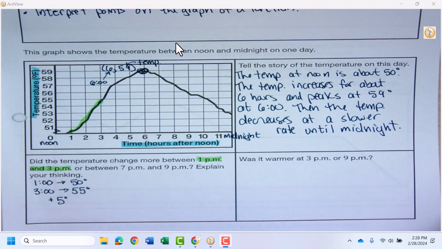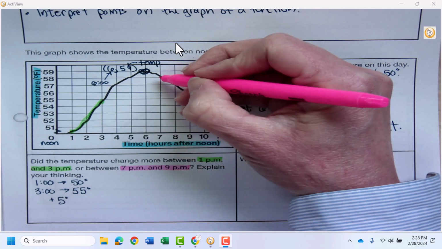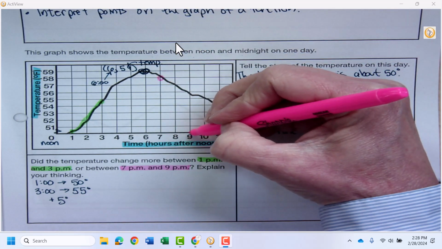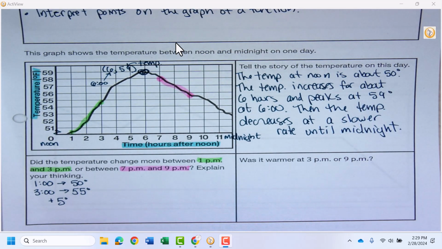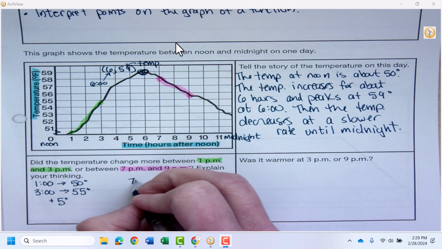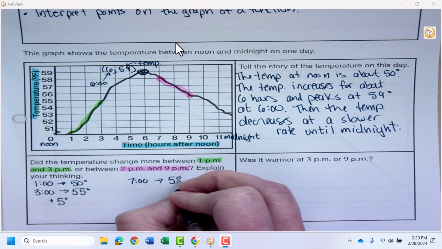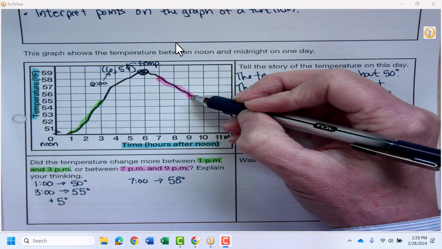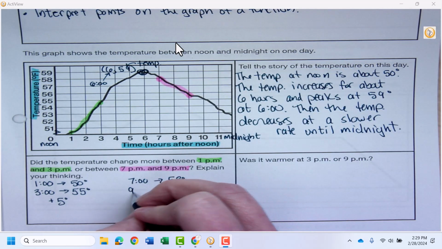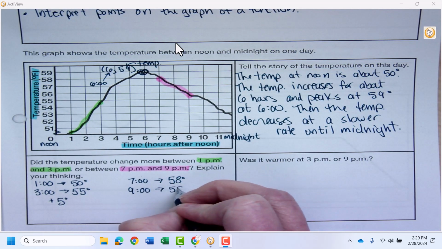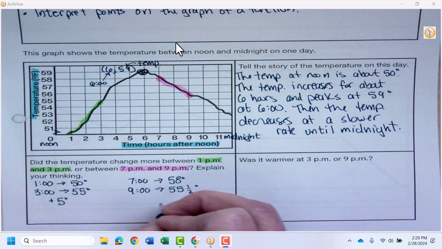Let's take a look at what happens from 7 o'clock to 9 o'clock. Again, we're still just talking about 2 hours. Here's 7 o'clock, and here's 9 o'clock. And there's what's happening. So from 7 to 9, at 7 o'clock, it looks to be about 58 degrees. And at 9 o'clock, that moment in time looks like about, well, it's between 55 and 56. So I'm going to say that at 9 o'clock, it's about 55.5 degrees. So it's come down this time. We've lost about 2.5 degrees.